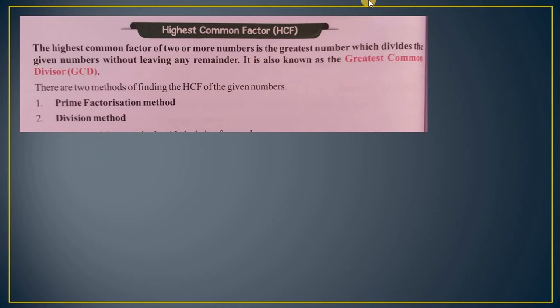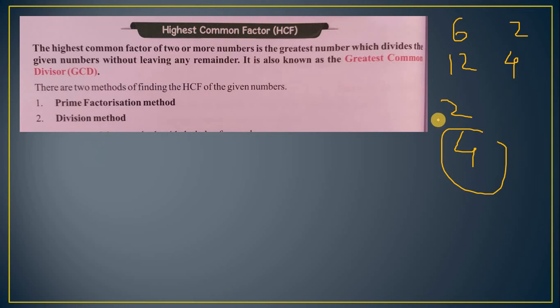Now we are in the next concept, highest common factor. First I will tell you what the highest common factor is. Suppose you take two numbers, 12 and 4. Suppose I ask what is the highest number that will divide both numbers. If you check the number 2, 2 can divide both numbers: 2 times 6 is 12 and 2 times 2 is 4. But if you take a bigger number, 4, then 4 times 3 is 12 and 4 times 1 is 4. So 4 is the biggest number and it is bigger than 2. So here the HCF, highest common factor, is 4.